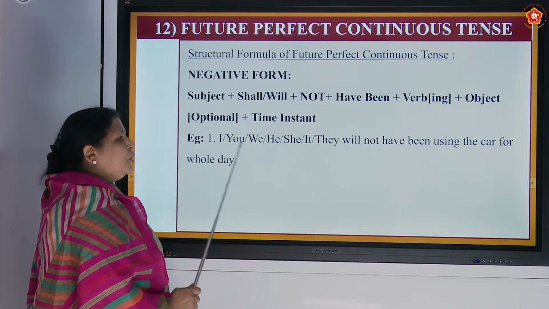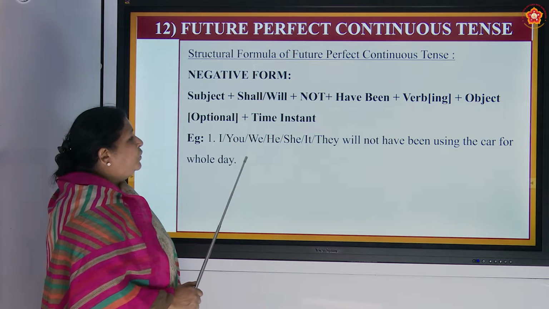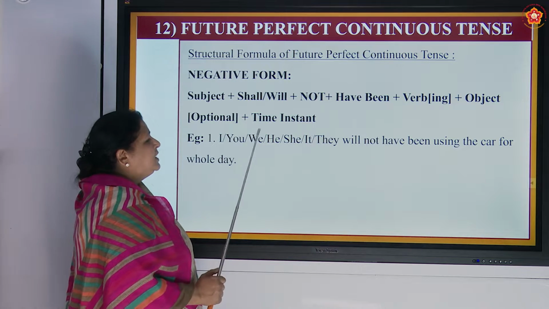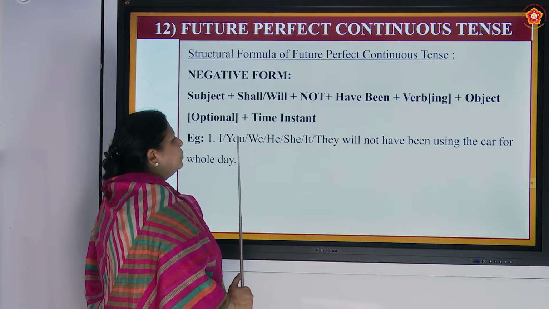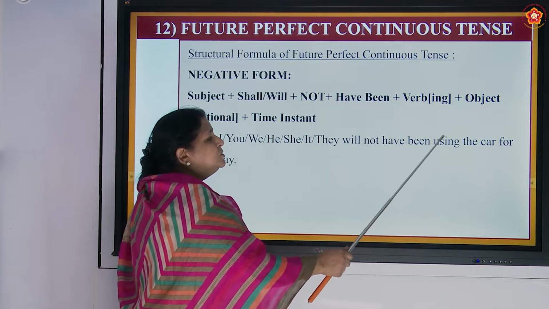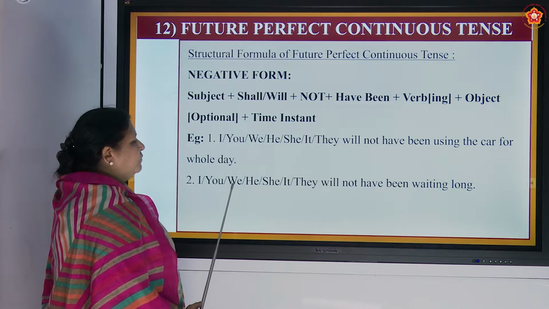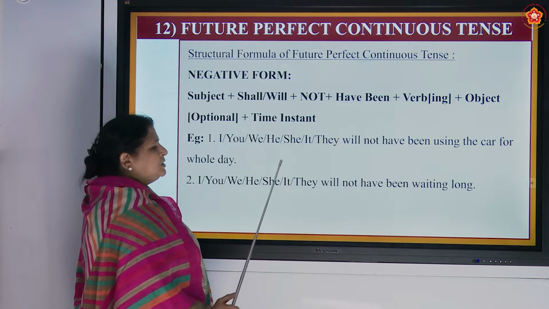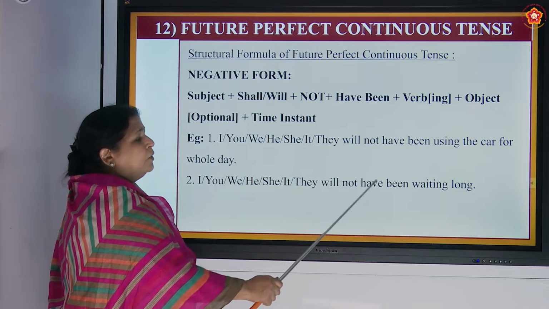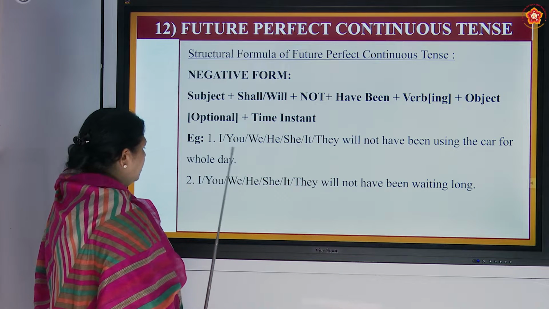So, you also write like that way only in short form. But you have to know when to use. If your teacher says to write, then you have to write separately. You don't write like this I slash we slash you. You will not get marks. I, you, we, he, she, it, they will not have been using the car for whole day. I, you, we, he, she, it, they will not have been waiting long. Will not have been waiting long. So that shows not, so it shows it is a negative form.